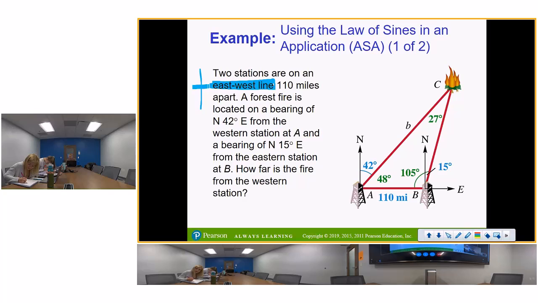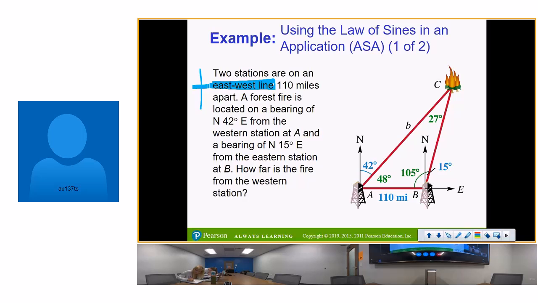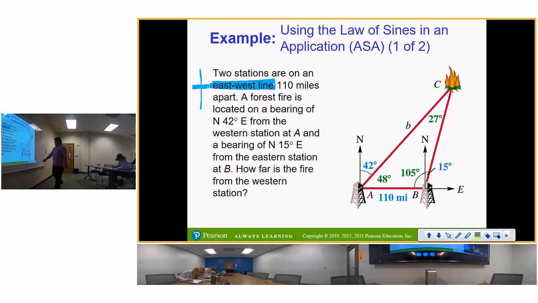Now, you draw your baseline. So this is what I would do. Just the first sentence, I would draw a line, and I would take another color, and I would do this. And then I would put 110 right here.